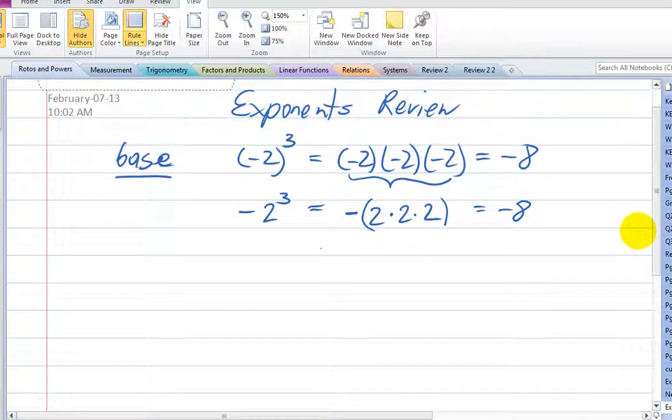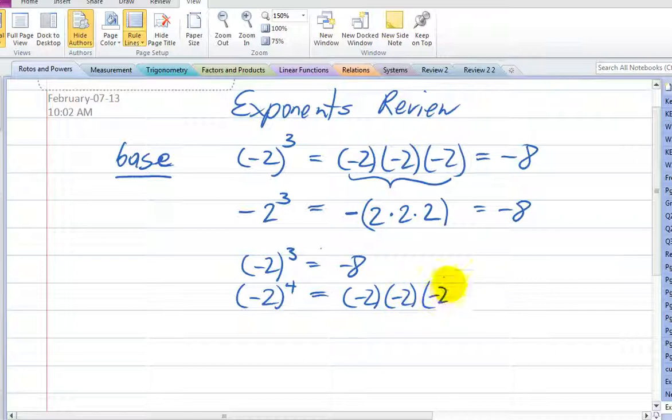Now let's compare that. Okay, we know -2 cubed equals -8. But what about -2 to the exponent 4? Well, let's write this out. -2, -2, -2, -2. There should be 4 of them. That's what our exponents mean. Now, what's our answer? Positive 16. Okay.